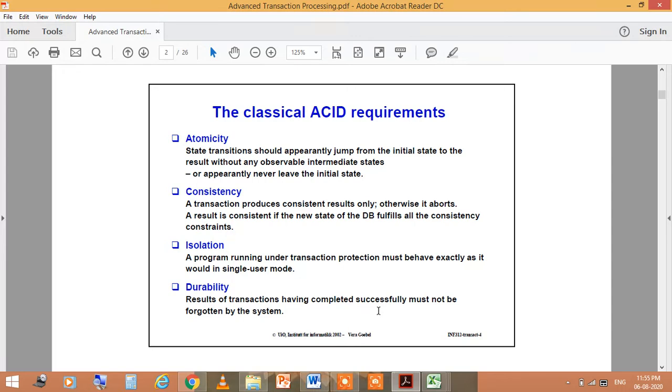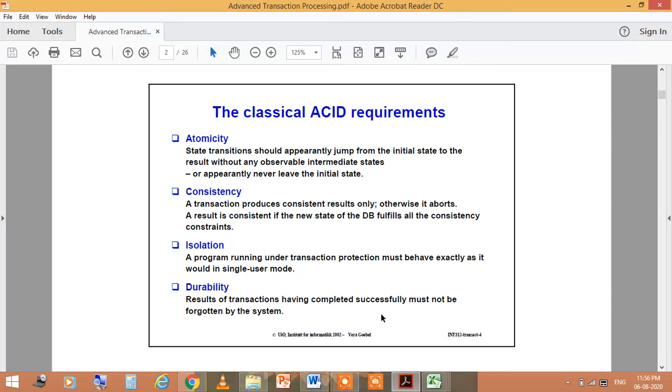Before that, you should know about the ACID requirements. So what is this ACID? A means atomicity, C means consistency, I means isolation, and D is durability. So in short, it is ACID, that is atomicity, consistency, isolation, and durability. So the ACID requirements are these.